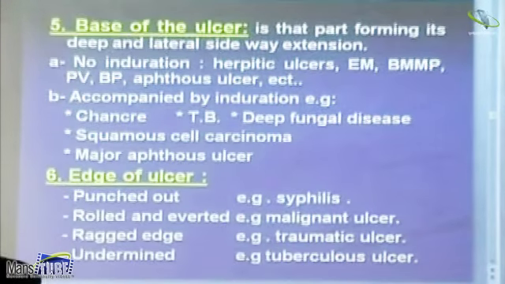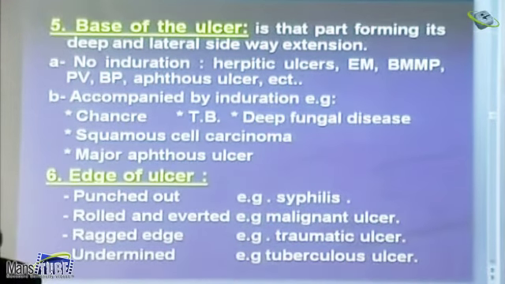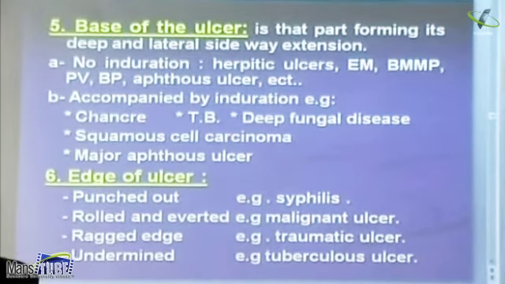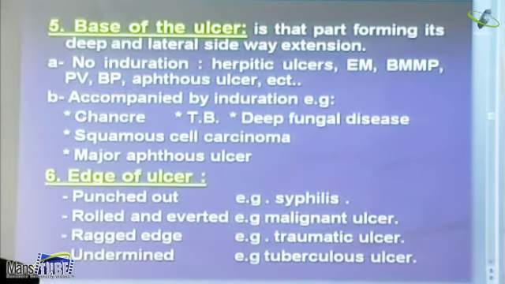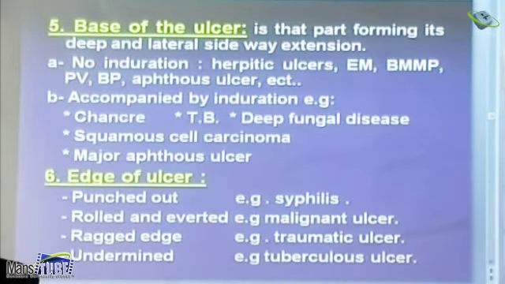Right. Base of the ulcer: I only point out induration, an indication of extension of pathology into the deep connective tissue. That means primary chancre, squamous cell carcinoma, major aphthous ulcer, deep fungal lesions. Whereas if there is no induration, the tissue is pliable and flexible, so you need not worry much. Herpetic ulcers, erythema multiforme, pemphigus vulgaris, benign mucous membrane pemphigoid: none of these has induration.